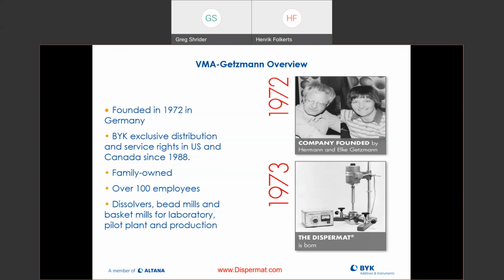The first Dispermat was introduced in 1973. One of my very first visits with Bic, I've been with the company about 15 years now, was a company in Charleston, South Carolina, and they imported these machines about, I think, 30 or 35 years ago. To this day, they're still running the original Dispermat with the original motors, and they have about 10 of them. So pretty unbelievable. Just speaks for the quality.